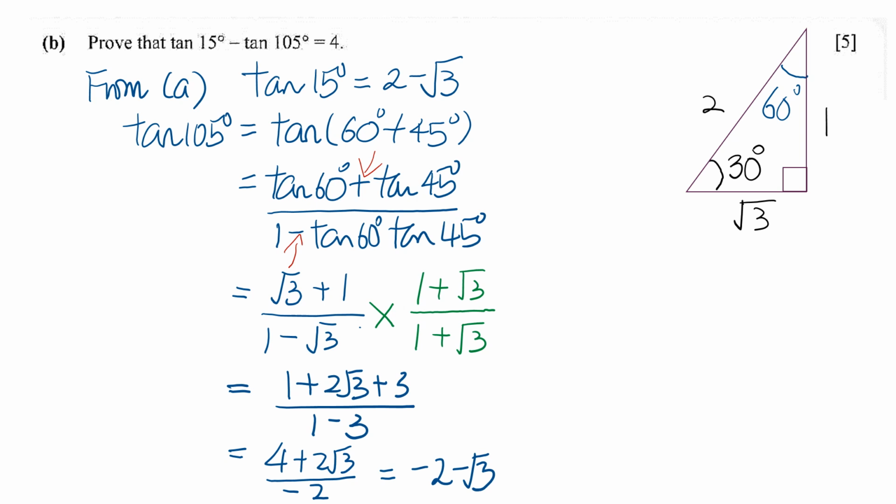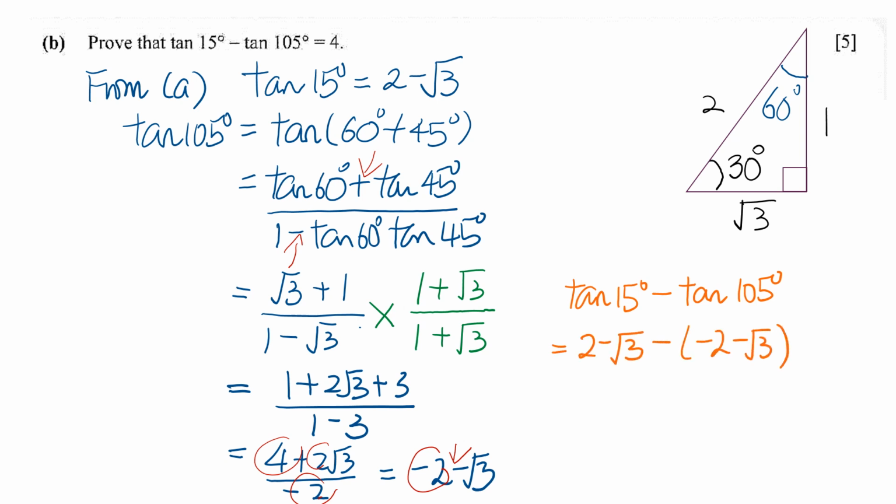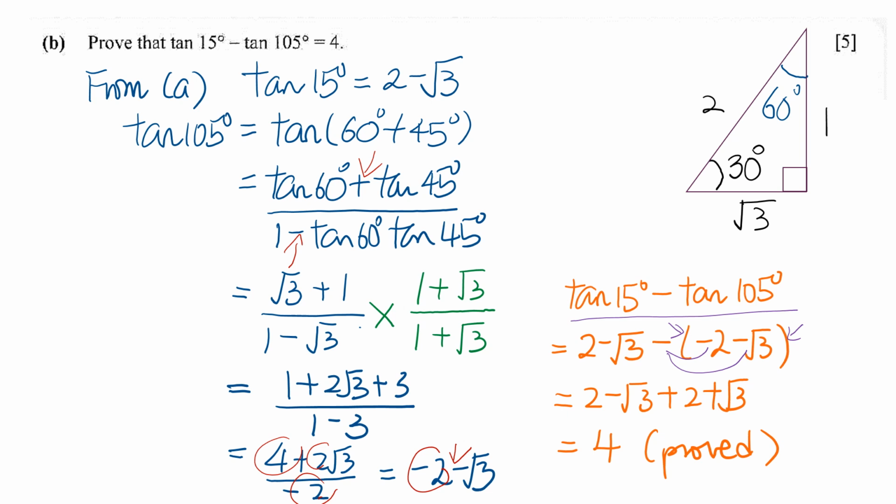Okay, so what I've done here is I take 4 divided by negative 2 to give you negative 2 here, and 2 divided by negative 2 will give you negative 1 square root 3, which is just negative square root 3. Okay, so with the values for tangent 15 and also the values for tangent 105, I can just plug it into this, and remember to bracket this one, very important, because you need to bracket it so there's a change of sign, so that the negative and the negative become positive. This one also becomes positive. Right, and the answer you get is 4, as requested in the question to prove.